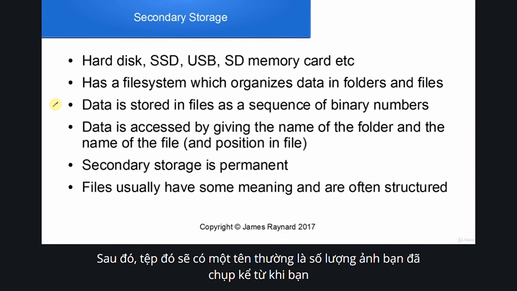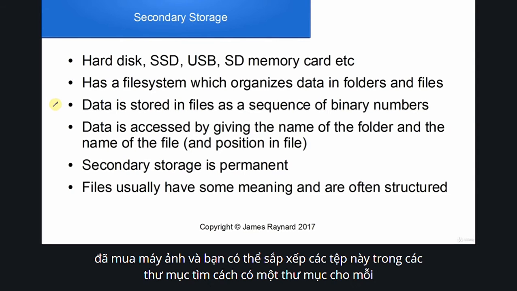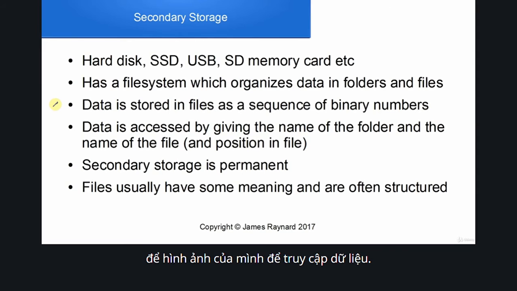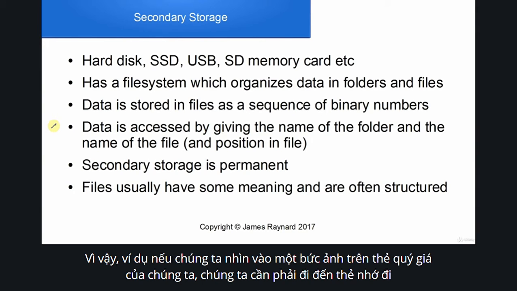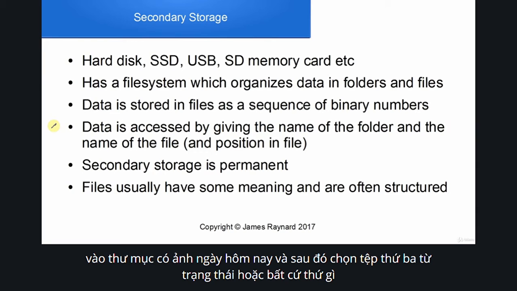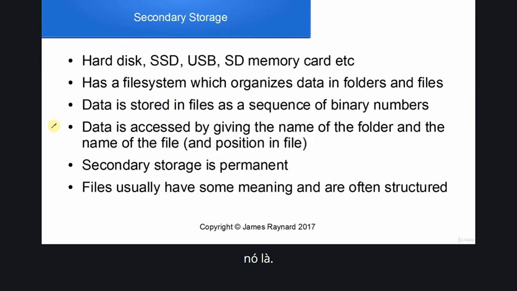And then that file would have a name which would typically be the number of photos you've taken since you bought the camera. And you could organise these files inside folders, so you could have one folder for each day's photos. So to access data we need to say which drive it's on, which folder it's in, and the name of the file. So for example, if we're looking at a photo on our SD memory card, we need to go to the memory card, go to the folder with today's photos in, and then go for the file which is the third one from today or whatever it is.